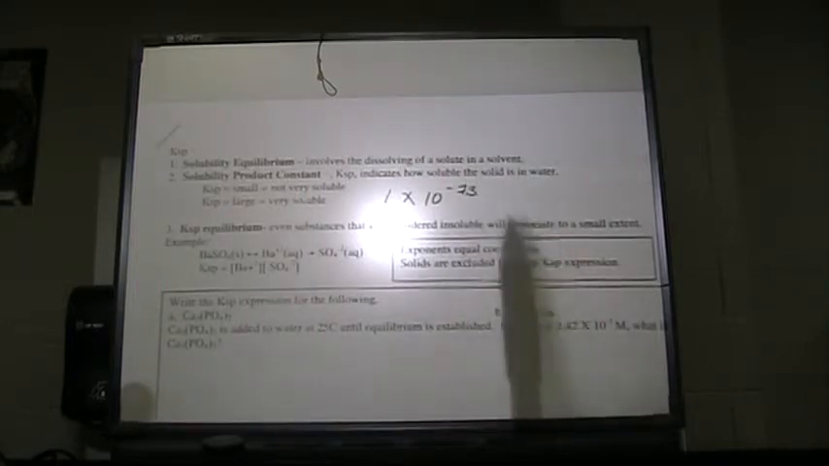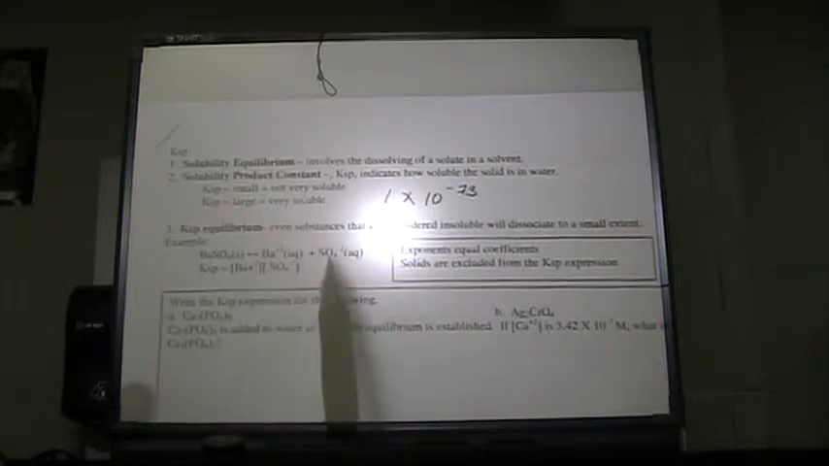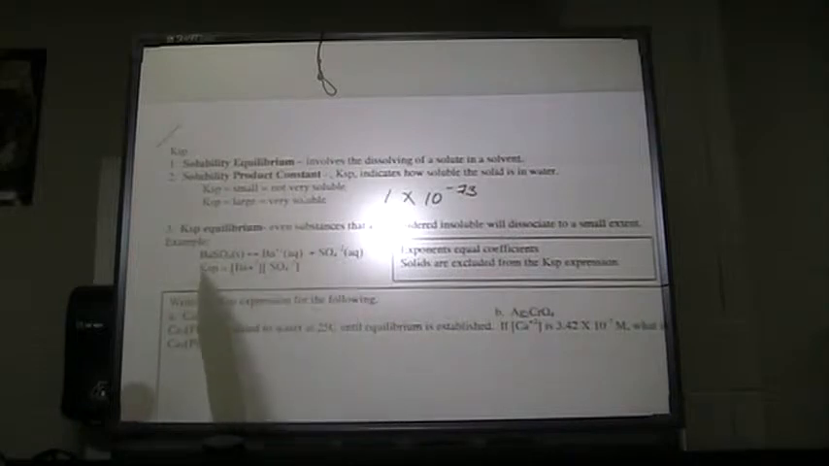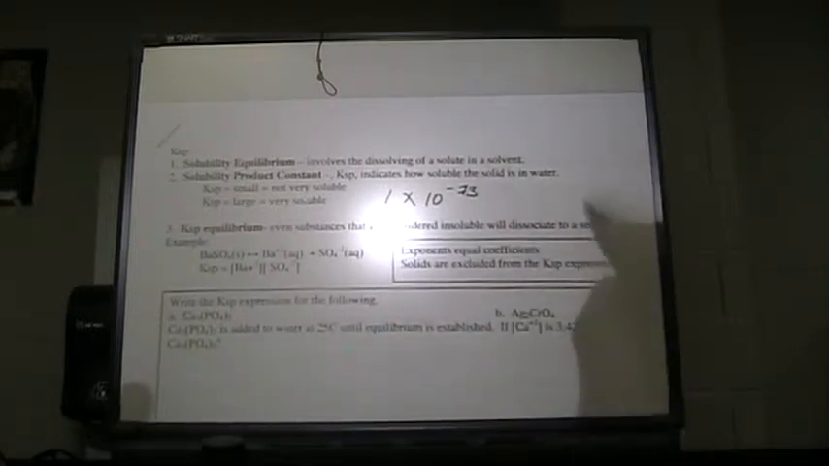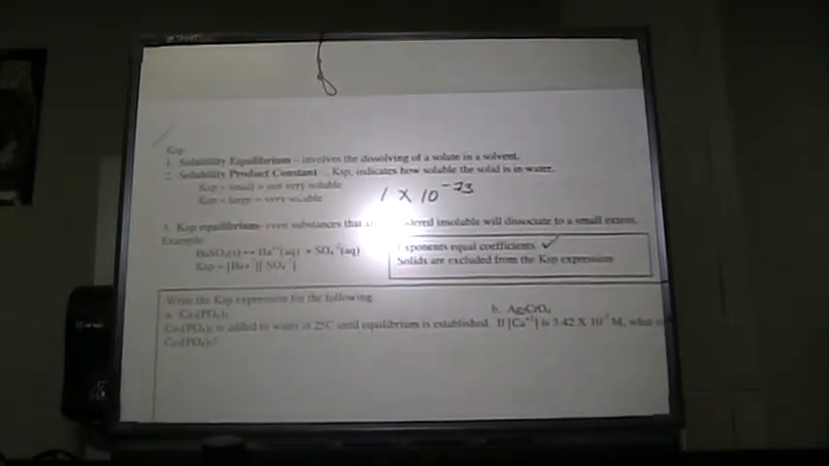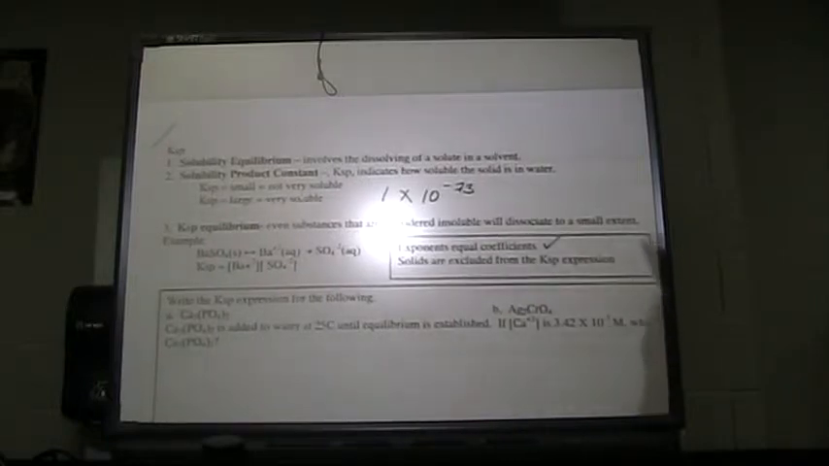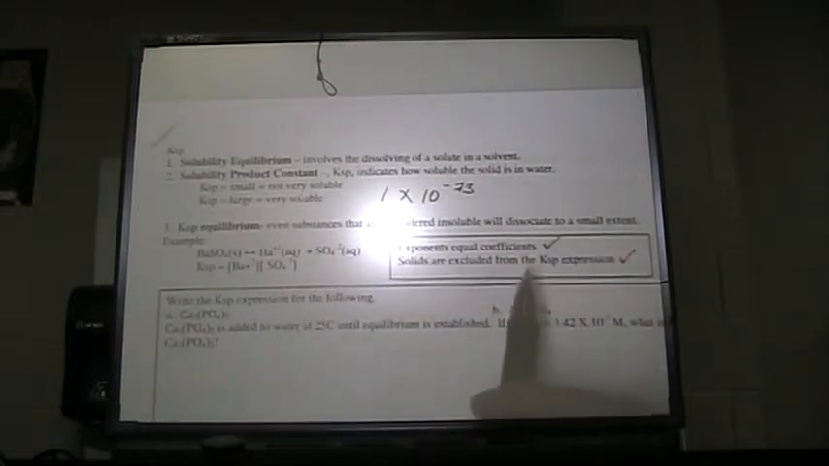Even substances that are considered insoluble will dissociate to a small degree. Barium sulfate is in equilibrium with its ions in solution, the barium ion and the sulfate ion. So the KSP is equal to the molar concentrations of each one of the ions in solution. And just like anything else we've done, the exponents equal the coefficients. However, you must remember that we leave solids, because their concentration is constant, out of the KSP expression. So for this equilibrium expression, the KSP would be written this way.